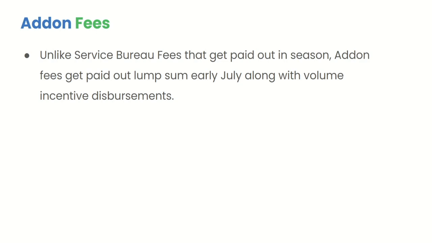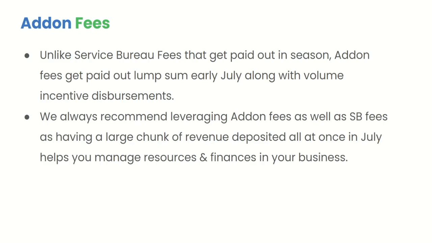Typically, early July is what we aim for. If they can get out early, end of June, fantastic. But they get paid out in early July along with volume incentive disbursements, which we'll get into later on in this chapter. Now, we always recommend leveraging add-on fees as well as service bureau fees, because having a large chunk of revenue deposited all at once in July really helps you manage your resources and your finances in business, right?